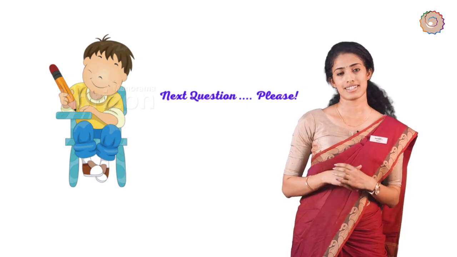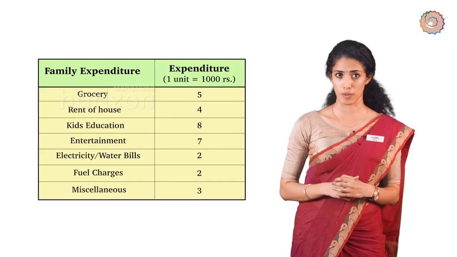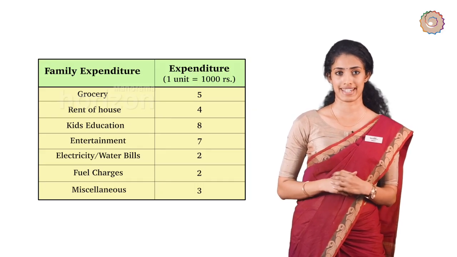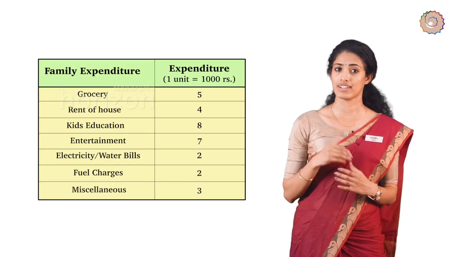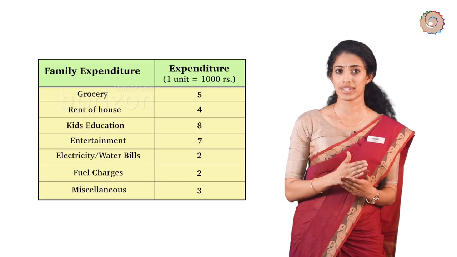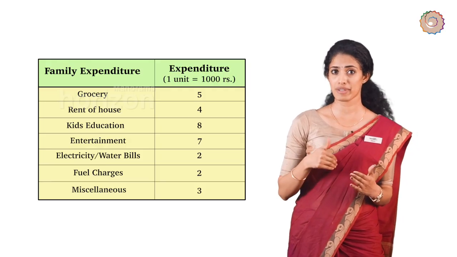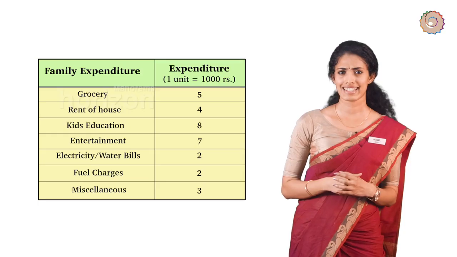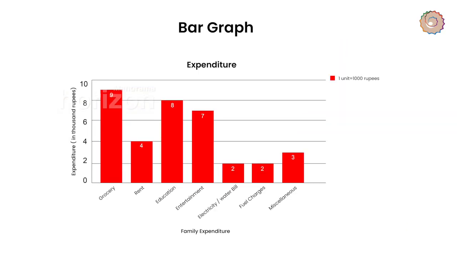Now, let's consider another example. When the data is already given in the tabular form, how do you interpret a bar graph from the same? Here, we see that the expenditures of a family are in thousands, which means 1 unit represents 1000 rupees. For example, 4 units gives you rupees 4000. Basically, you can choose family expenditures and rupees on any scale. But for more clarity, I choose family expenditure on the x-axis, which is horizontal, and rupees on the y-axis, which is vertical.